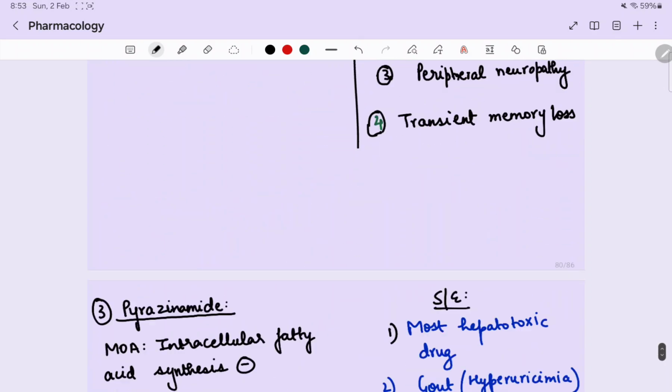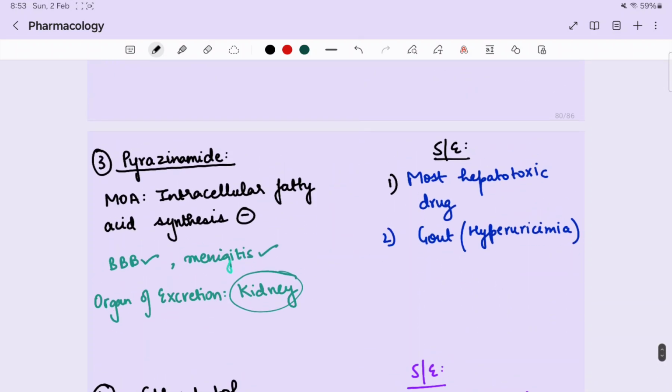Okay. So next is pyrazinamide. Pyrazinamide affects the fatty acid synthesis. It can also cross the blood-brain barrier and can be given in meningitis. The organ of excretion is the kidney, so in renal failure, we need to stop pyrazinamide. As a side effect, it is the most hepatotoxic and it can also present with hyperuricemia, can present with gout.